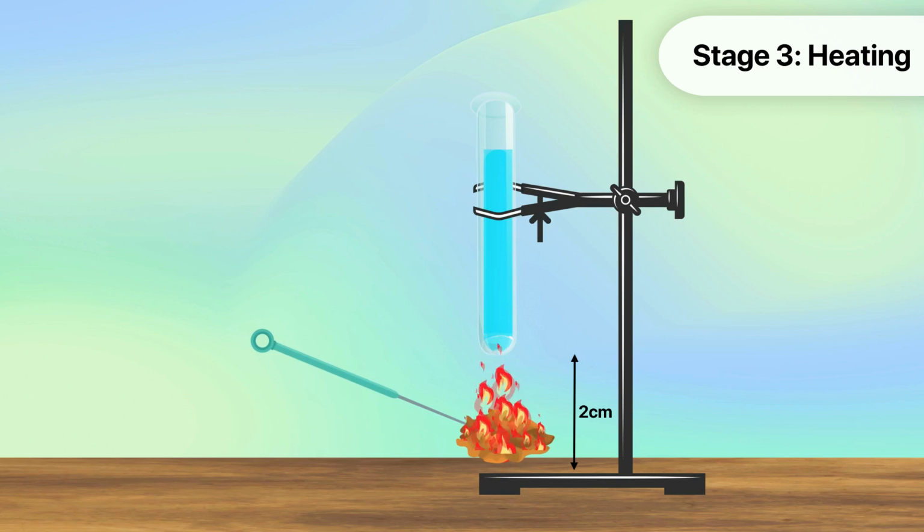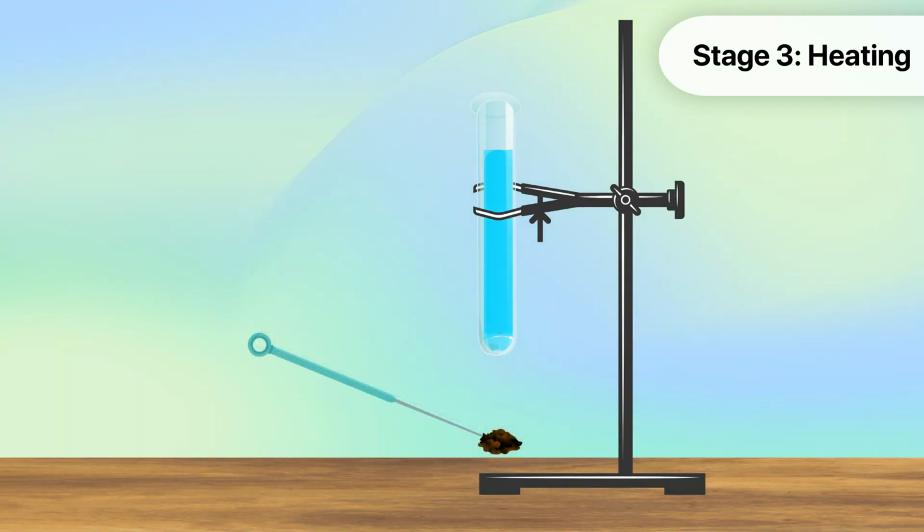Allow the food sample to burn completely, ensuring as much energy as possible is transferred to heat the water. After the food sample has finished burning, use the thermometer to record the final temperature of the water. Note the increase in temperature, which indicates the energy released from the food sample.